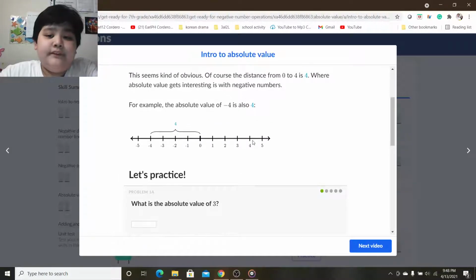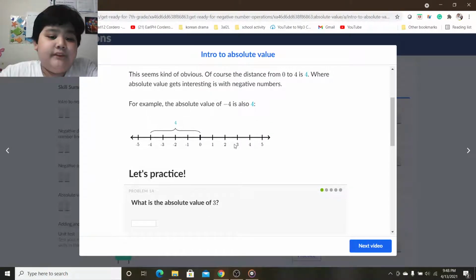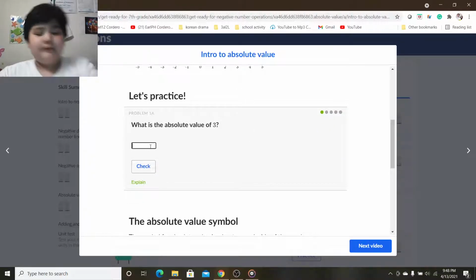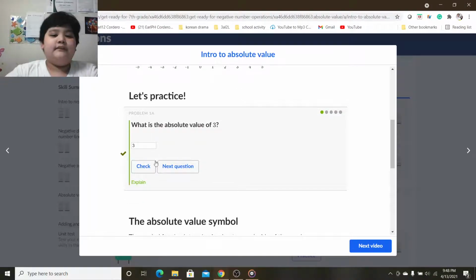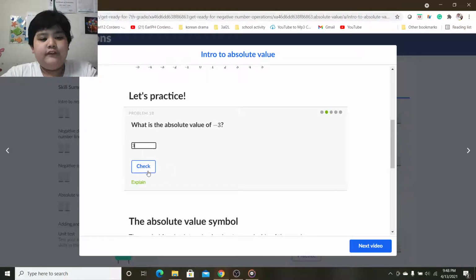It seems to be quite obvious. Same thing with negative numbers. What's the absolute value of 3? 3. What's the absolute value of negative 3? Also 3. What's the absolute value of 4.7?